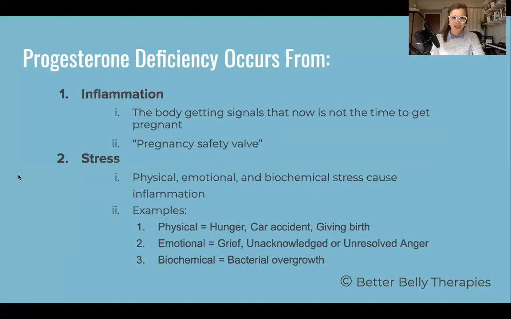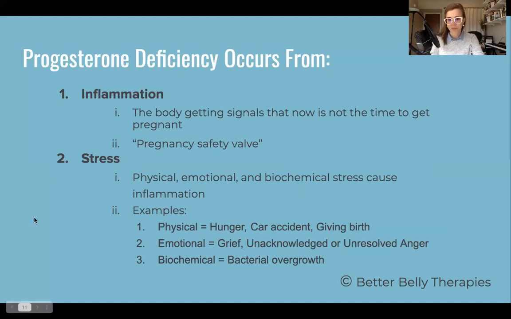Progesterone deficiency occurs from inflammation, such as the body getting signals that now is not a good time to get pregnant. It's a pregnancy safety valve. So if you were in a place or period of time where you didn't want to get pregnant because it's a drought or a wartime, this would be a good reason to not have an ovulation or a cycle or your period at all. And the second thing is stress.